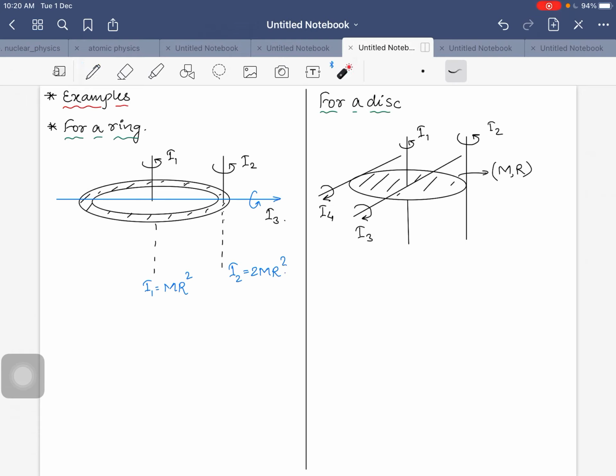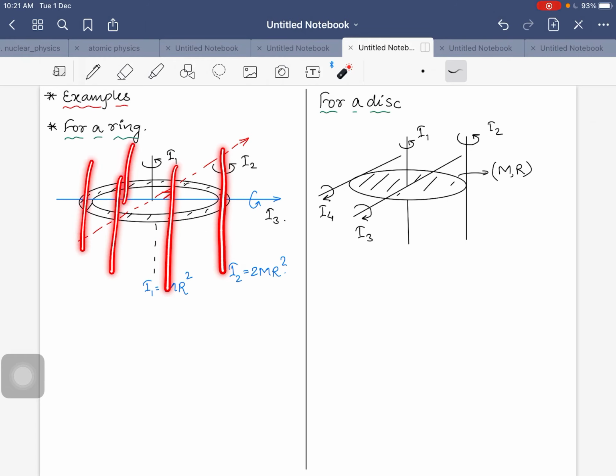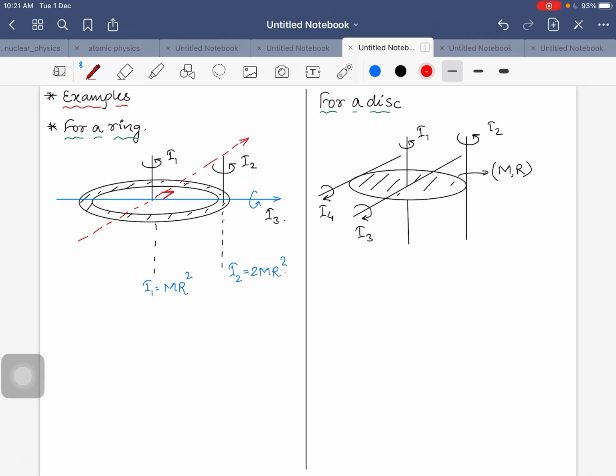Now if I want to calculate about I3, I have to apply the perpendicular axis theorem. How will I apply it? Suppose this is another diameter I am taking, and these two are perpendicular. Due to symmetry, if about this axis it is I3, then about this axis also it will be I3. Symmetry is there. Suppose about this it is I2, then about this also I2. About the circumference, any point it will be I2 only. So if it rotates about this, also it will be I3.